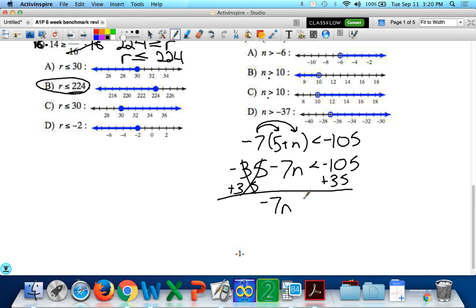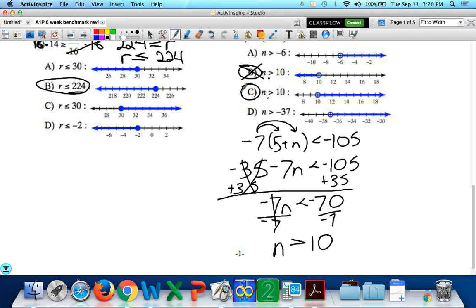I get negative 7n is less than negative 70. Be careful. Look, I almost made a mistake right there with my signs. When in doubt, get the calculator out. Divide by negative 7 on both sides, and some alarm should go off in your head because now we did choose to divide by a negative. And when we choose to divide by a negative, we do flip our sign. N is greater than 10. And if you're moving real fast through the test, you just circled that answer, and you got it wrong.